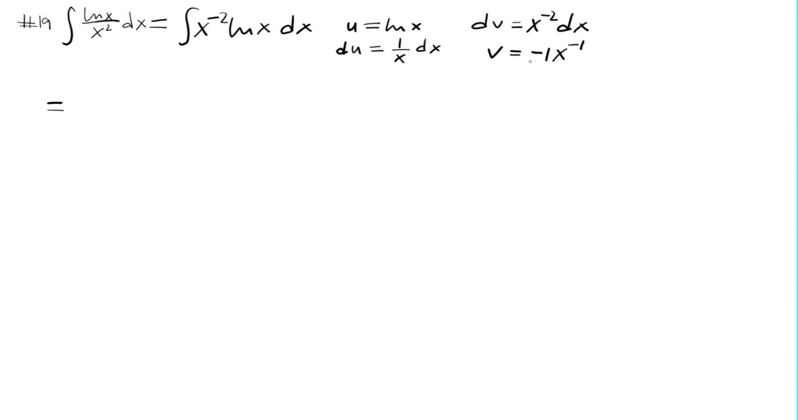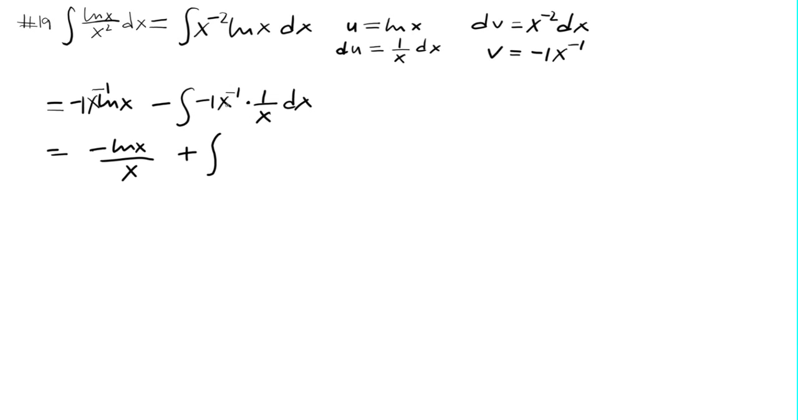So we do u times v, so that's ln of x times negative 1 x to the negative 1. All right, that's a little sloppy, but I'll fix it. Minus the antiderivative of v, minus 1 x to the minus 1, du, which is 1 over x dx. All right, so let's fix all this up here. Minus 1, so minus ln of x, and then x to the minus 1 becomes 1 over x. Minus, now I've got minus, minus, so that becomes plus.